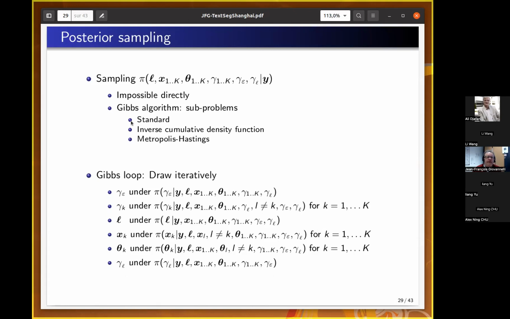And we resort to a standard sampler for some parts. We will resort to the inverse cumulative density function for other parameters, and a Metropolis Hastings sampler for another part of the parameters. I will detail that in the next slides, for all the parameters. The idea of the Gibbs sampler is to sample each parameter one after the other, each under its conditional posterior probability density, given the other parameters. And I will comment, at least shortly, on each of these probability density functions.